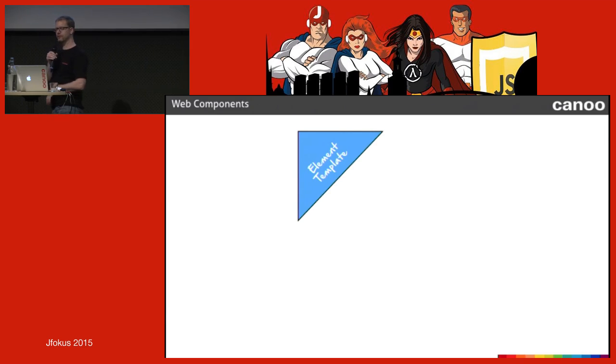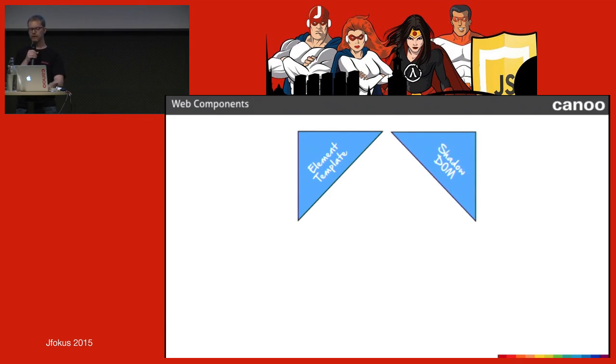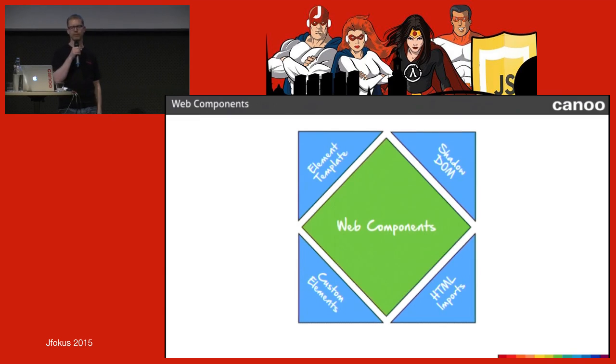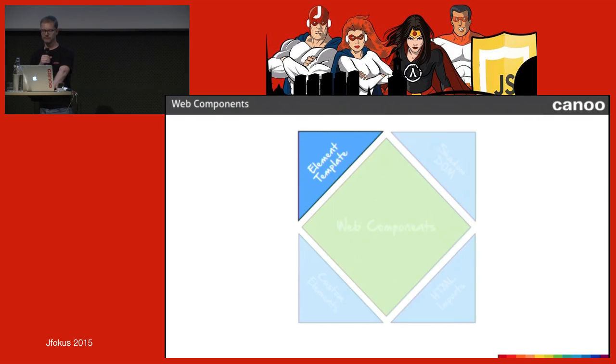Web components consist of 4 parts. So there's the element template, the shadow DOM, the custom elements, and the HTML imports. And these 4 parts together make what's called a web component. And we go through each of these parts now step by step. So let's start with the element template.